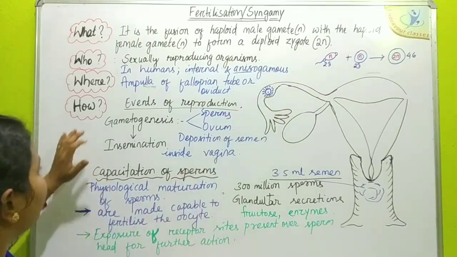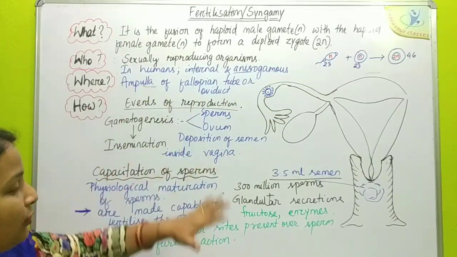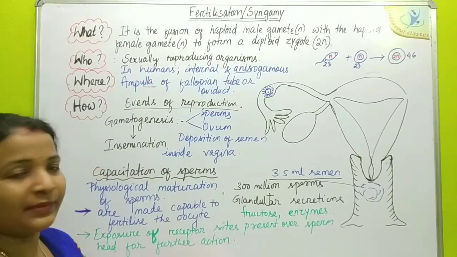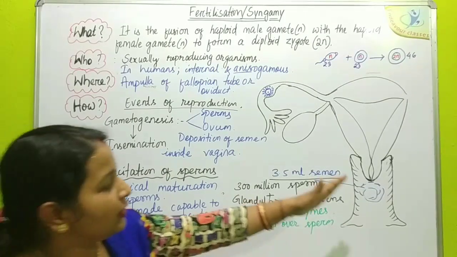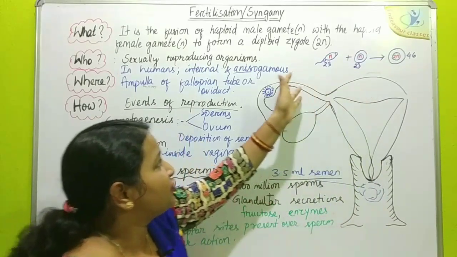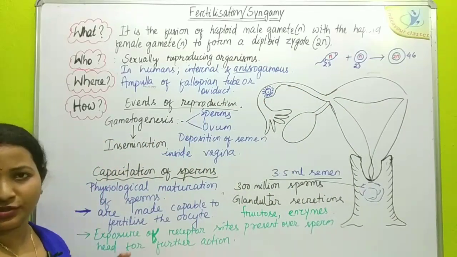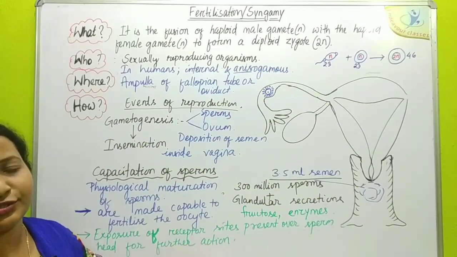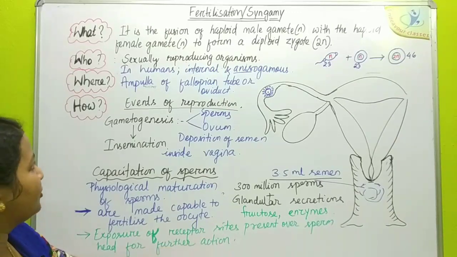And in humans, fertilization is internal and anisogamous, and it occurs inside the ampulla of the fallopian tube. We are here only discussing the pre-fertilization events up to capacitation, meaning the capacitated sperms have reached the surface of the secondary oocyte. The main events of fertilization we are going to discuss in another session.